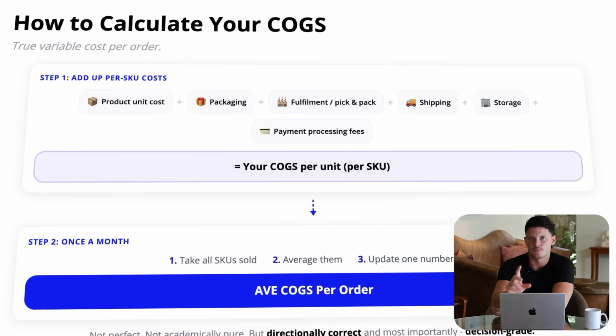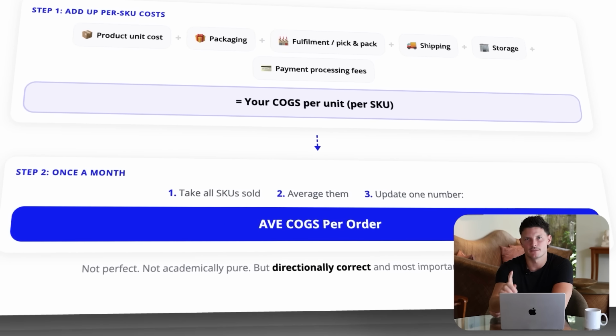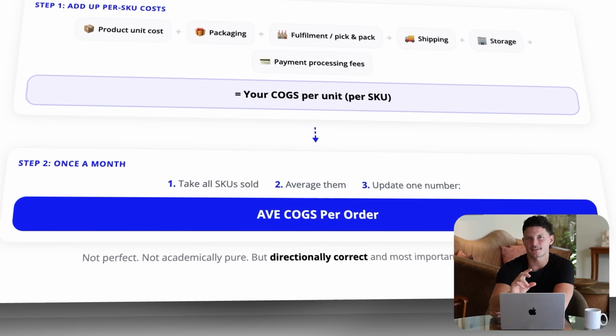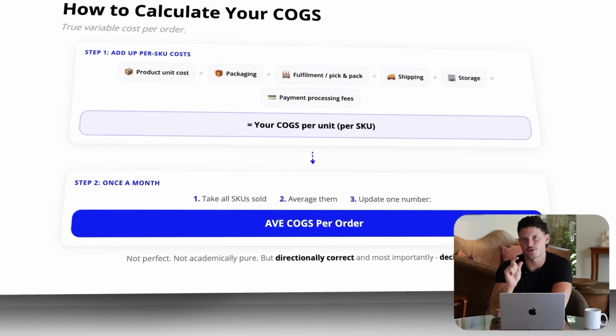Then I do something simple. I take all the SKUs sold within the last month and I average them. Then once a month, I update this one number. So this becomes blended COGS per order. It's not perfect, it's not academically pure, but directionally correct. And most important, decision grade.